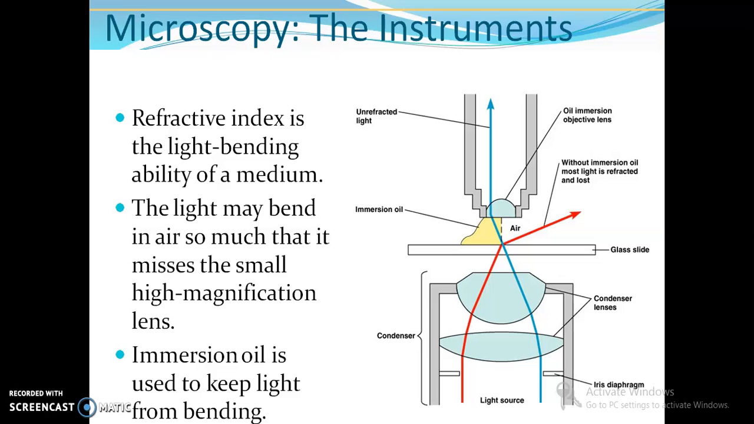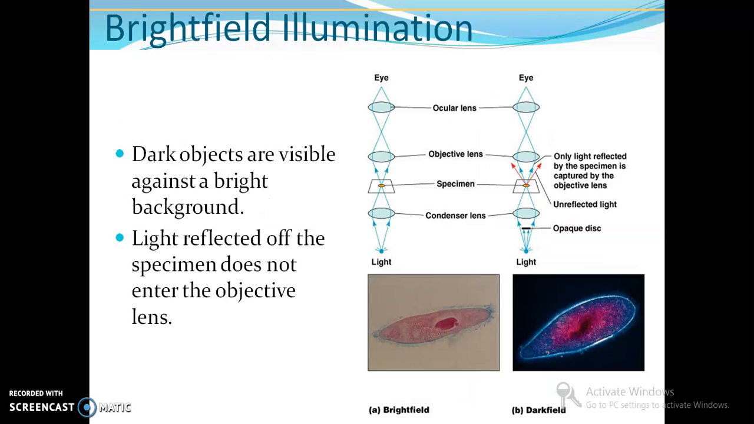The light may be bent into the air so much that it misses the small high magnification lenses. So immersion oil is used to keep the light from bending. Here in the figure you can observe that the light coming from air gets bent by glass. Whenever we use immersion oil, you get a straight path of light and you can observe the magnified image of your object.